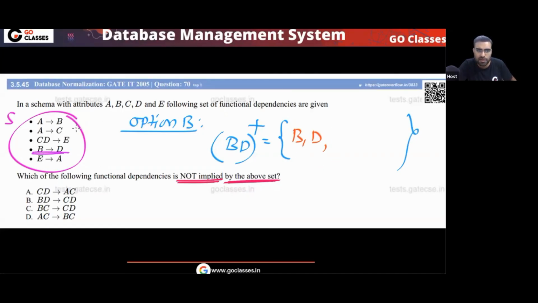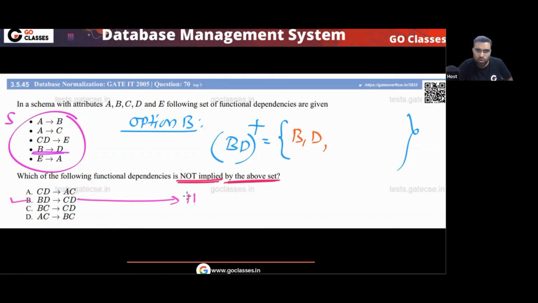What else can BD determine? Let me know. Nothing else. Yes or no? BD can only determine BD, nothing else. So I can say that BD cannot determine C. Yes or no? So this FD is your answer.